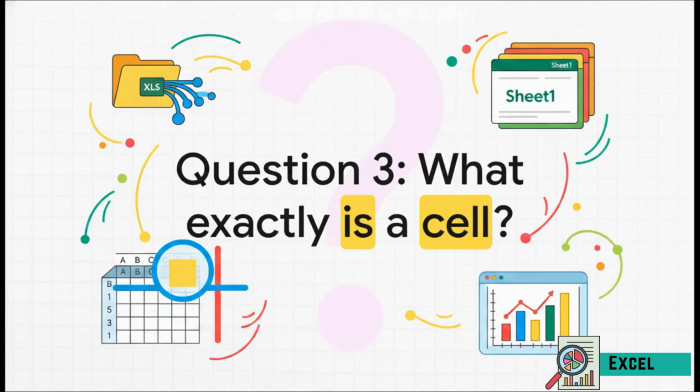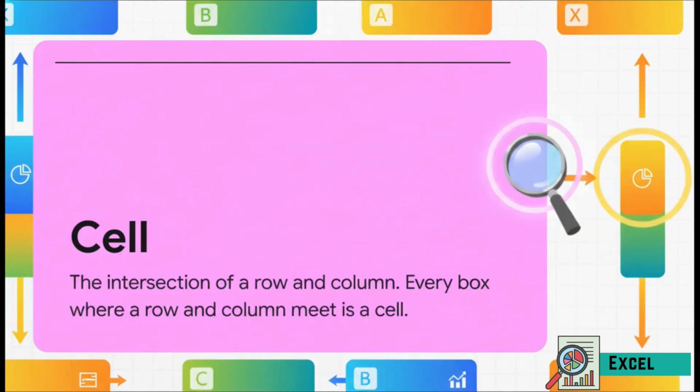All right, question number 3. Now this one is huge. Seriously, what exactly is a cell? Is it A, a file, B, a worksheet, C, the intersection of a row and a column, or D, a chart? Think carefully on this one. And the answer is C, the intersection of a row and a column.